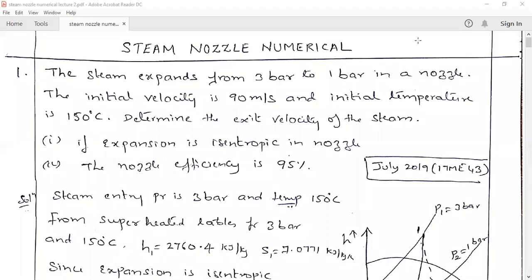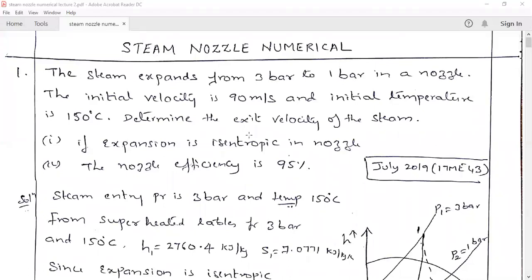Hello, my dear students. Today, in this lecture, let us solve some of the numericals on steam nozzles. In my previous lecture, I've explained how to use the Molière diagram for solving the problems on steam nozzles. Here, in this lecture, let us solve problems both using steam tables as well as Molière chart.